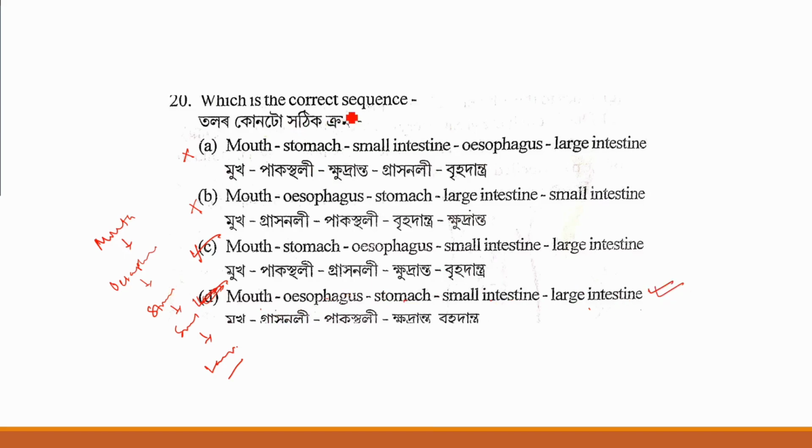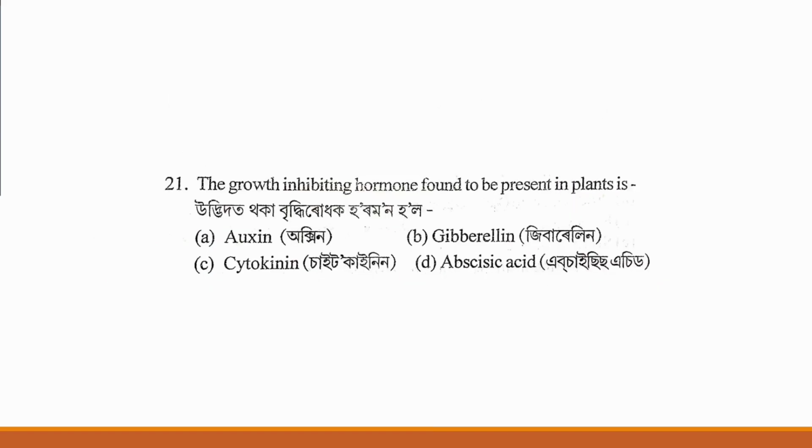So which is the correct sequence? Our correct sequence is mouth, oesophagus, stomach, small intestine, and large intestine. Now we'll proceed with our next question.